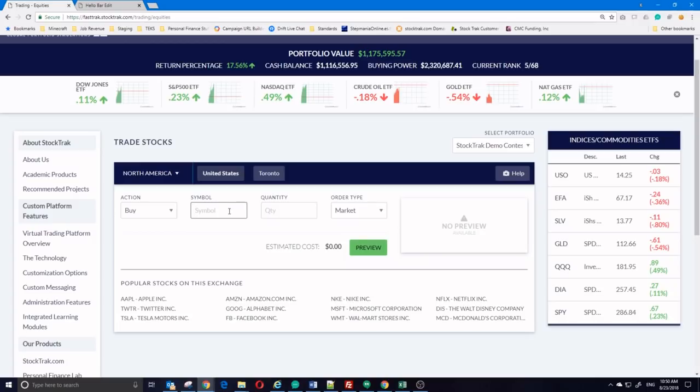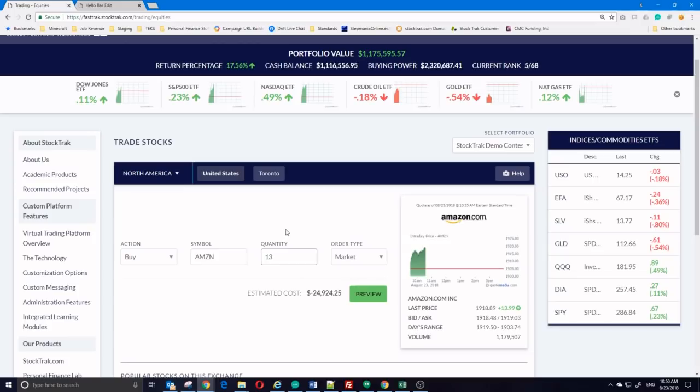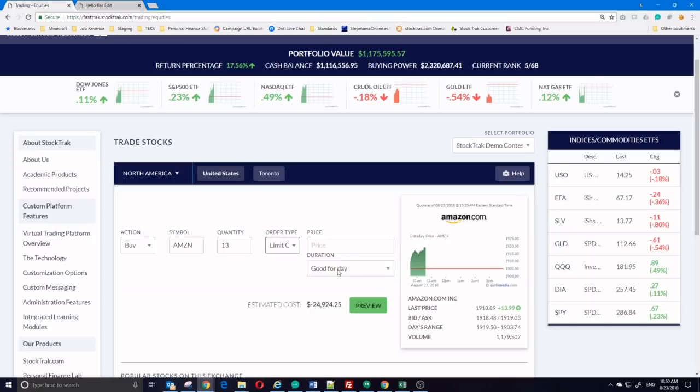So in this case, I'll enter my symbol, I'll enter my quantity, and once I change my order type to a limit order, stop order, or trailing stop order, I will also see my order term. Good till day means that it's going to stay open until the end of today. If it has not filled by the time the market closes today, this order will cancel.